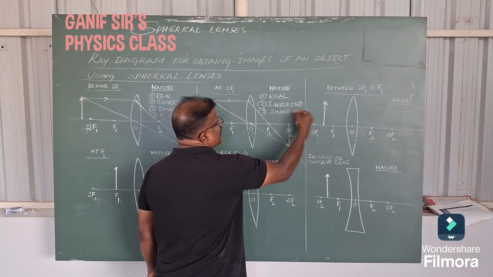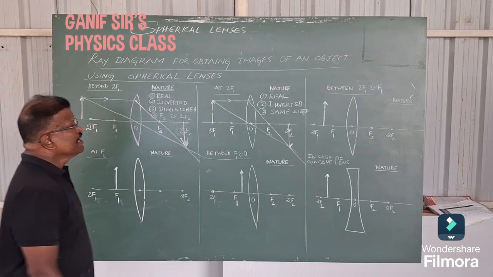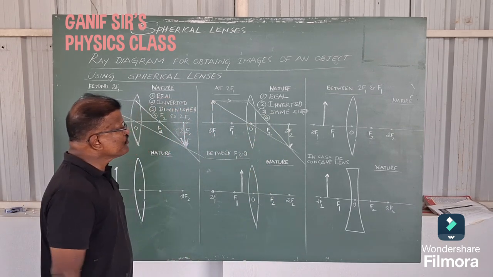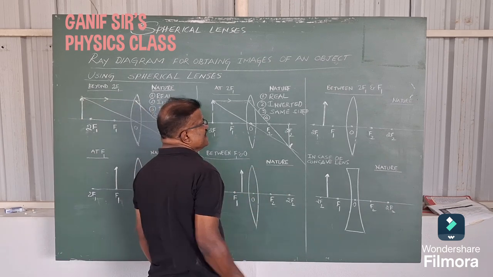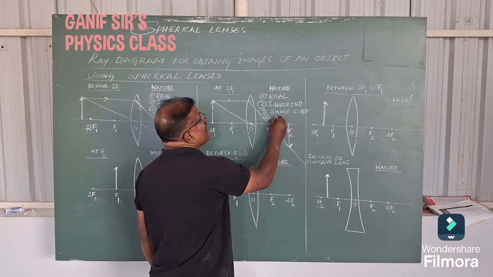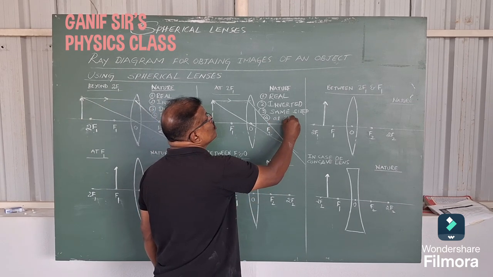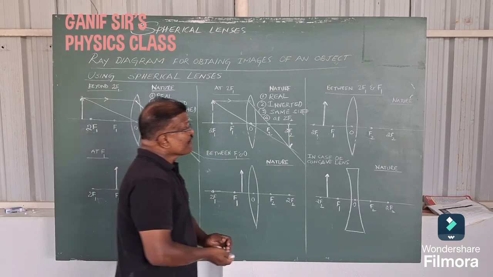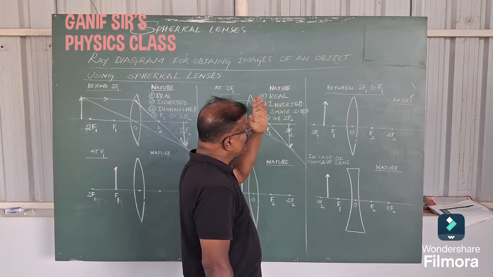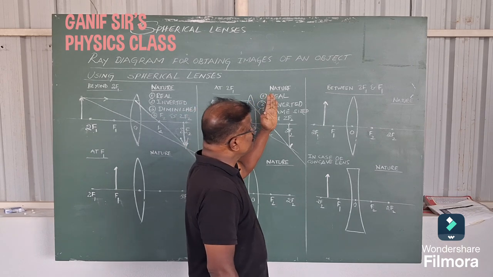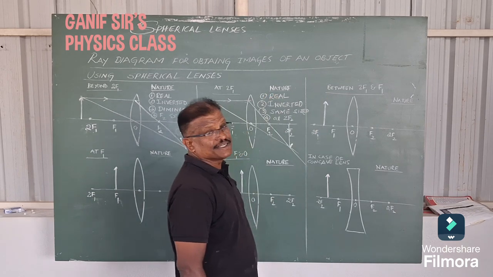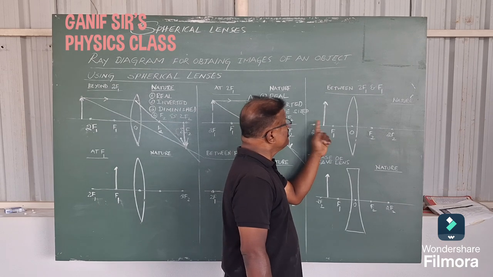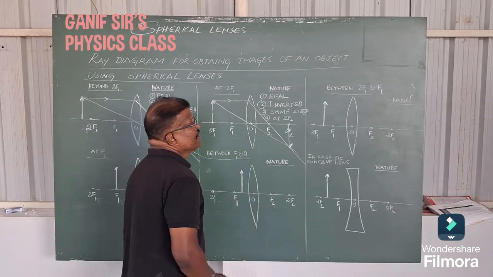Same size image. And the fourth thing is the location of the image, where it is lying. It is lying exactly at 2F2. Now let's discuss what happens when the object is pushed towards the lens, that is, when I keep the object in between 2F1 and F1.